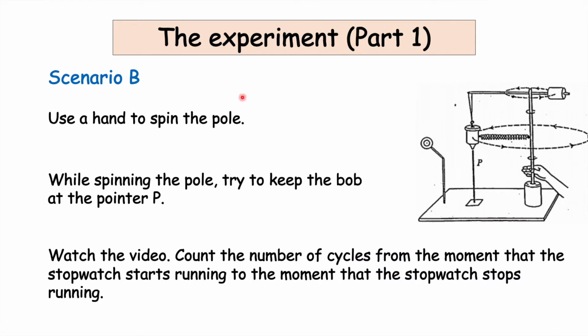In scenario B, also in part 1, use a hand to spin the pole. While spinning the pole, try to keep the bulb at the pointer. Watch the video. Count the number of cycles from the moment that the stopwatch starts running to the moment that the stopwatch stops running.